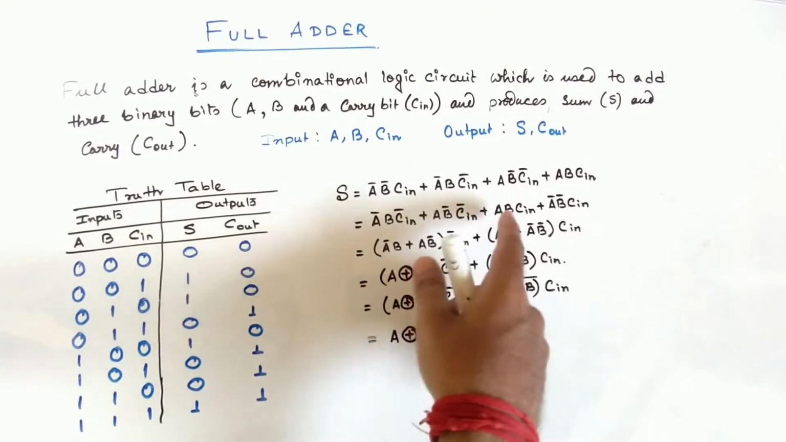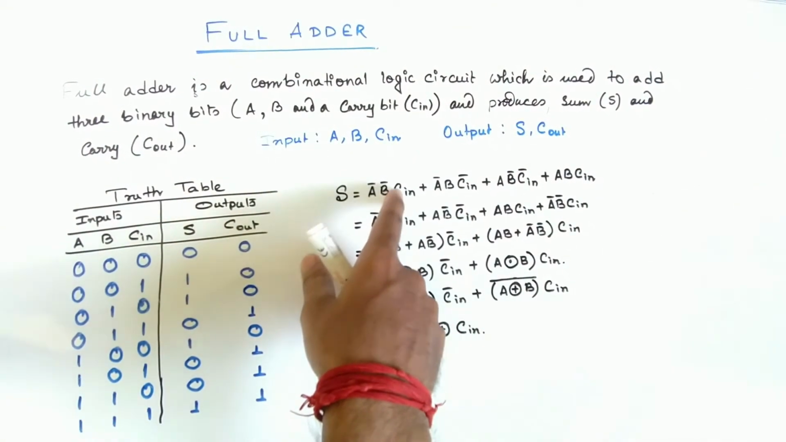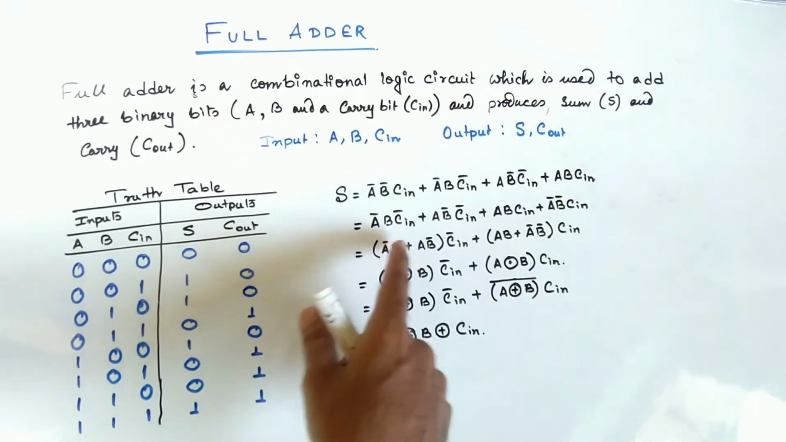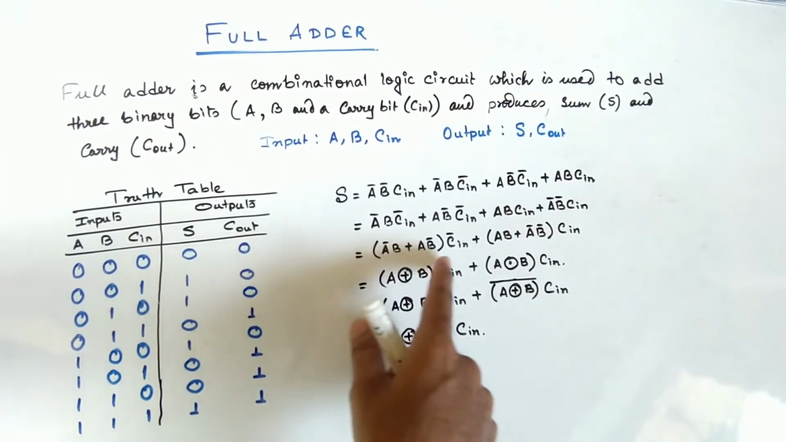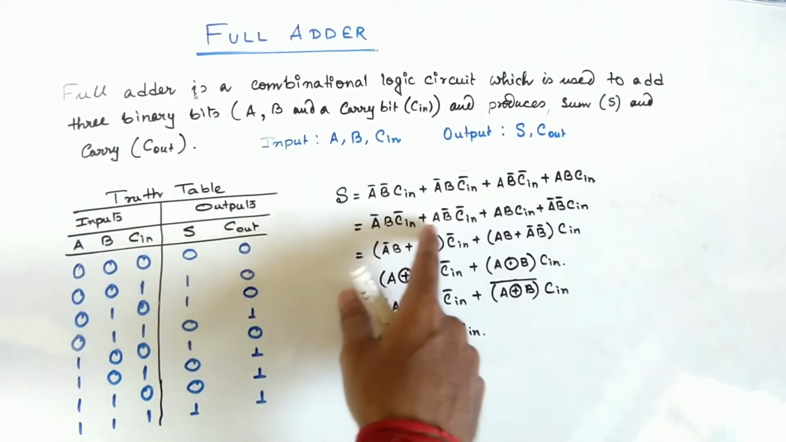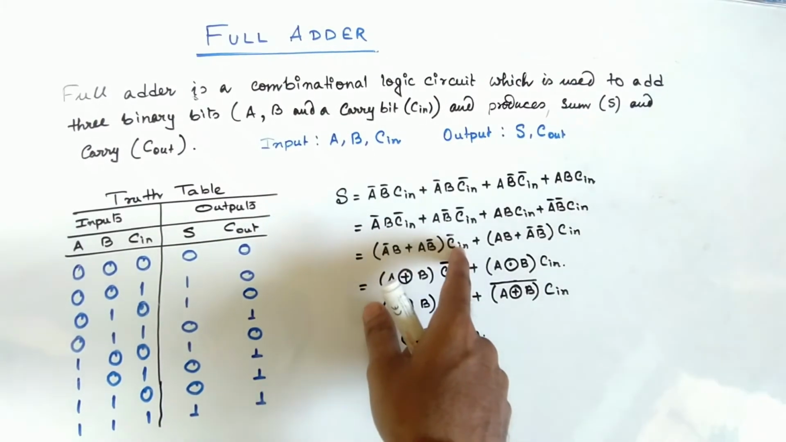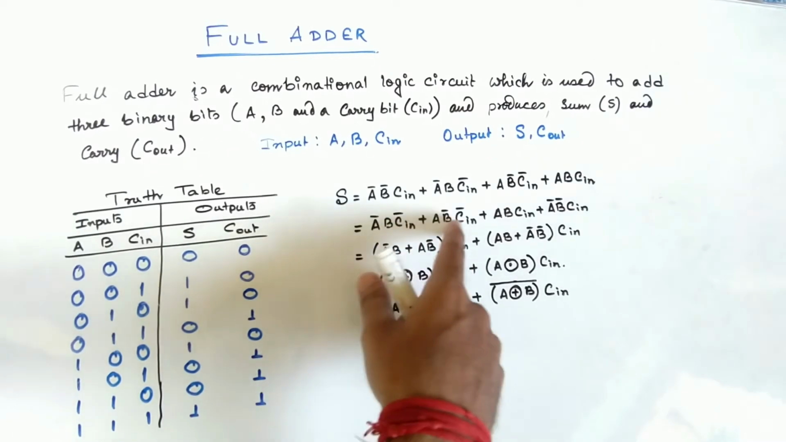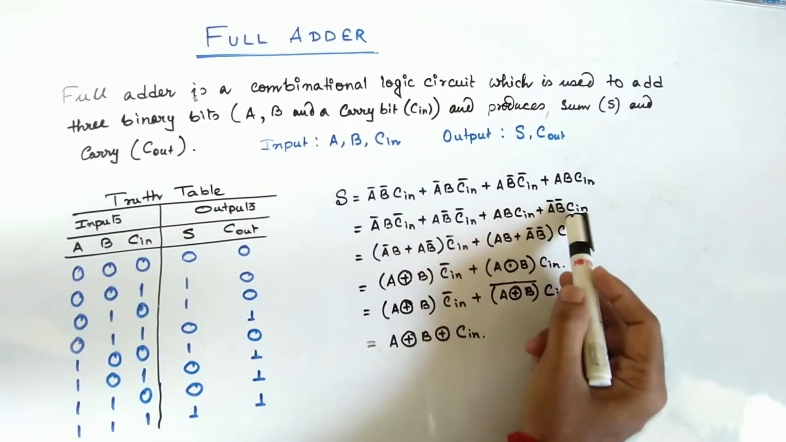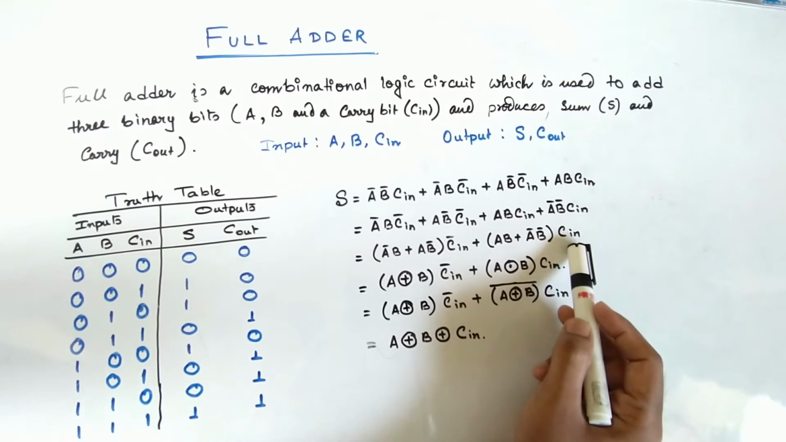So we just bring the first term and the last term in our next line, and we are taking common C in complement from the first two terms. From the first two terms we are taking C in complement as common, and from the last two terms we are taking C in as common.